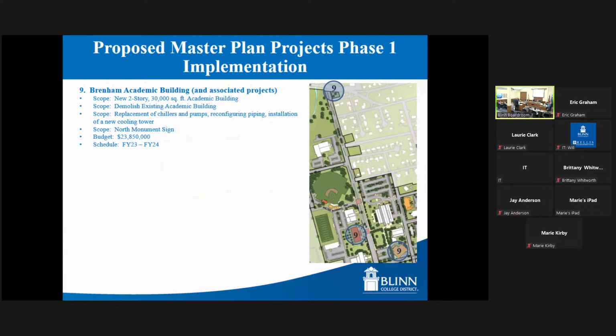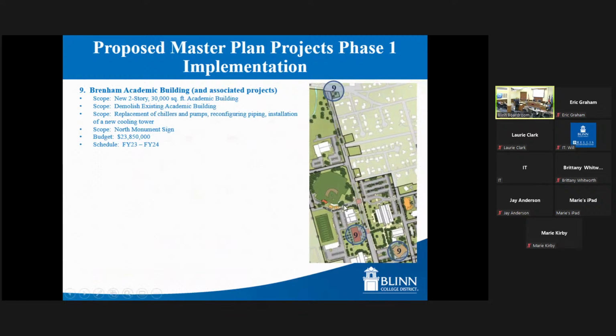Looking at our next project, we're staying on the Brenham campus again. This again gets into some associated projects, and this is a very nice academic building project. So this would be the Brenham new academic building and associated projects. And so what we're looking at on this map, this is Blinn Boulevard, running all the way from Main, coming all the way through the core of campus.